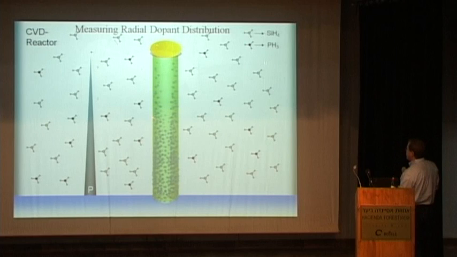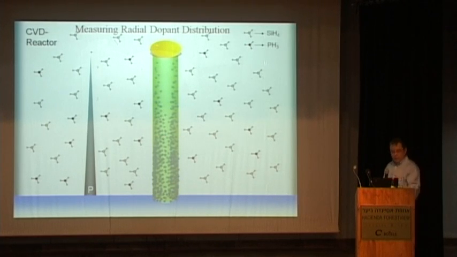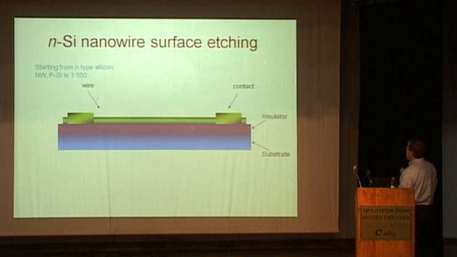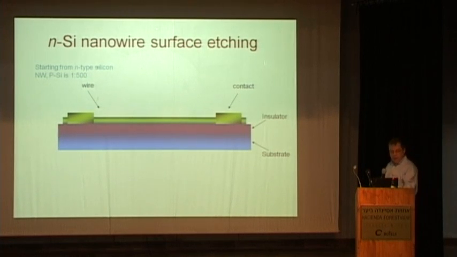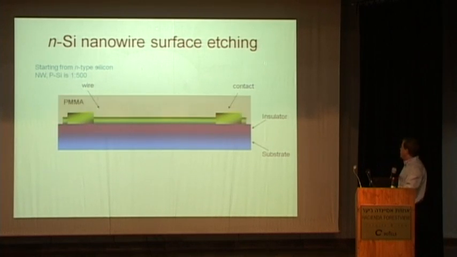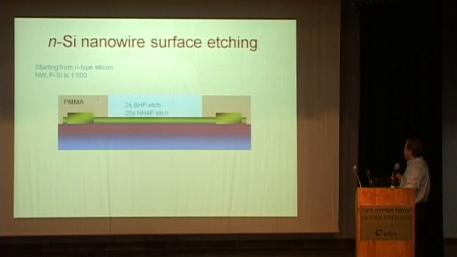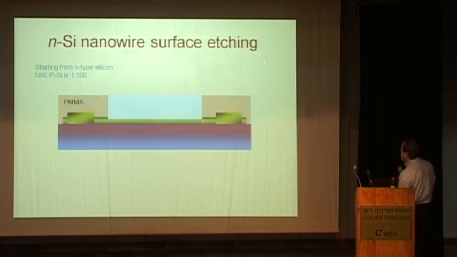So how do we measure the dopant concentration in the radial direction? We came up with a very nice idea. We start with a wire, and we start successively etching it. So we put a mask, and then we open a window in the mask by etching, and then etch a portion of the nanowire. We form a step here.